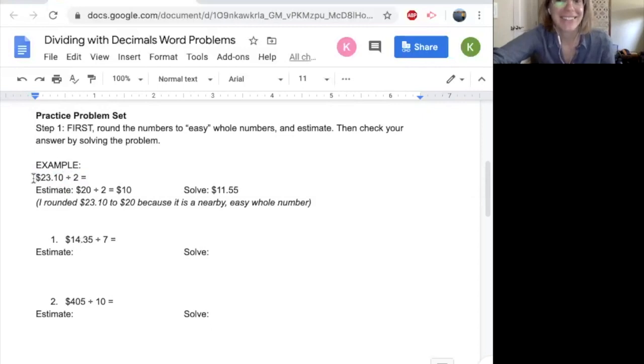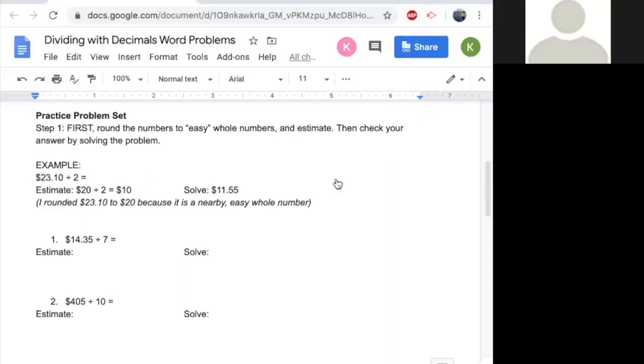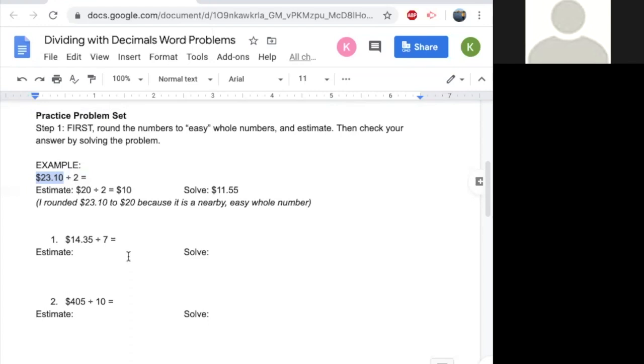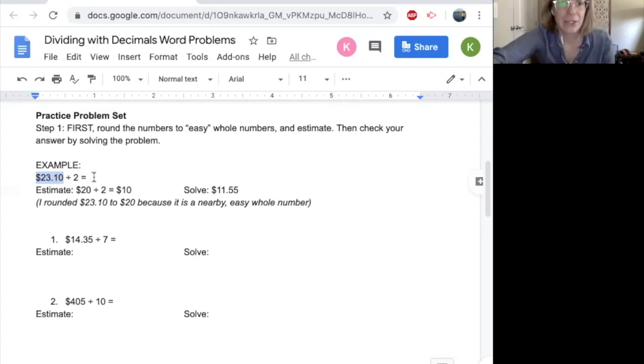Chips. We're going to say it with dollars. So you can say it $23.10. Yes, please. $23.10. Good. So we're going to divide that by 2.